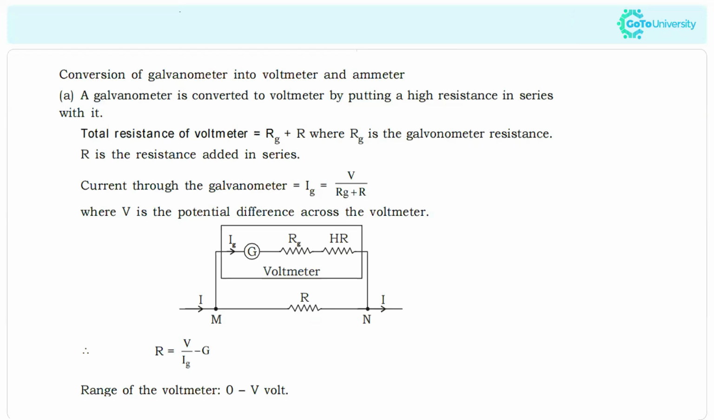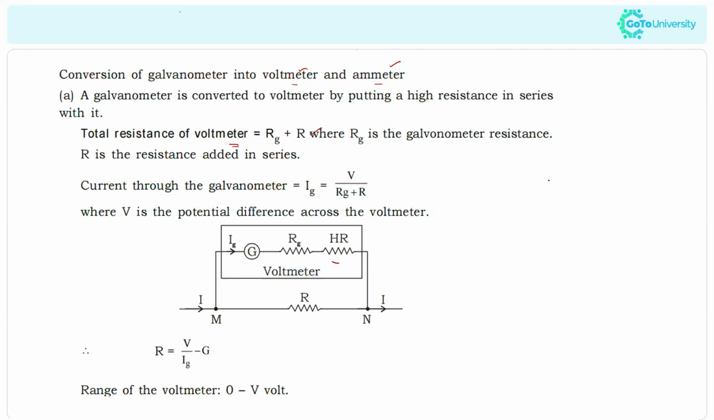It's known that an ammeter is a device which is used to measure the current. A voltmeter is a device which is used to measure the voltage. Let us see how to convert the galvanometer into a voltmeter. It's known that the galvanometer will be converted into a voltmeter by putting a high resistance in series connection. So that time the total resistance of the voltmeter will get increased, right?